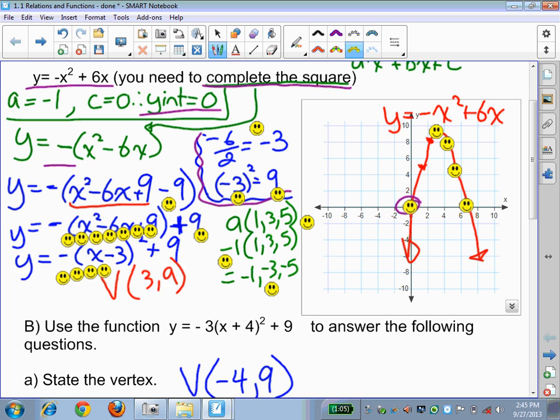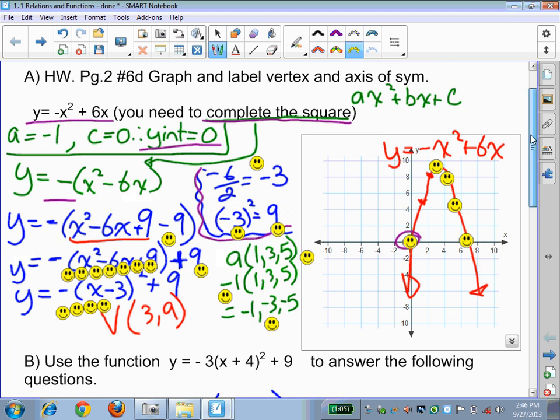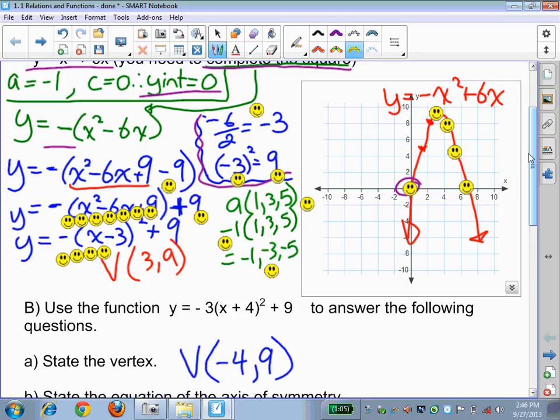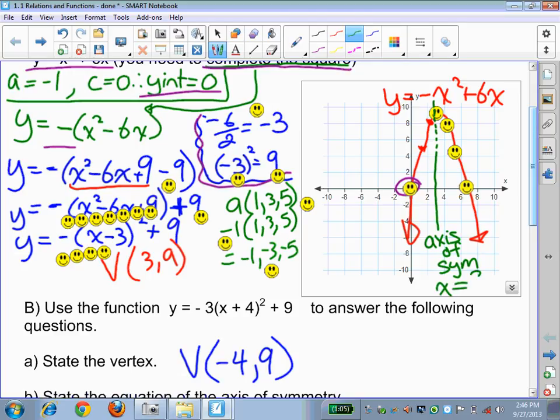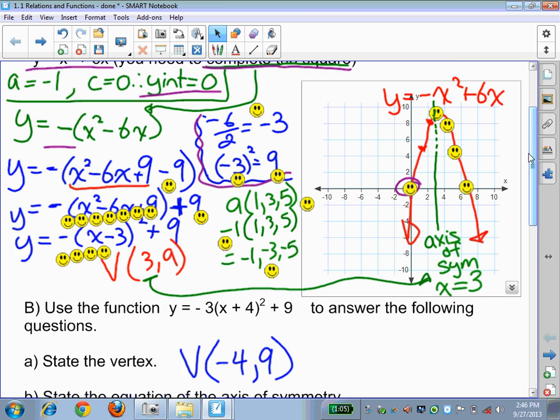And the last question that it asks us to do, folks, is to state the axis of symmetry. So in this case, ladies and gentlemen, the axis of symmetry is from the vertex going down. So this is your axis of symmetry. And the axis of symmetry occurs at x equals 3. So whatever value is first in your vertex, that becomes your axis of symmetry.